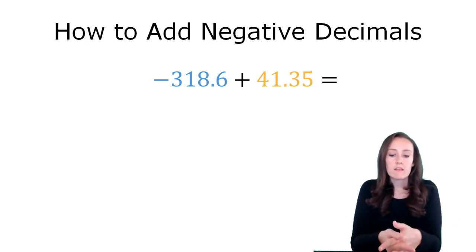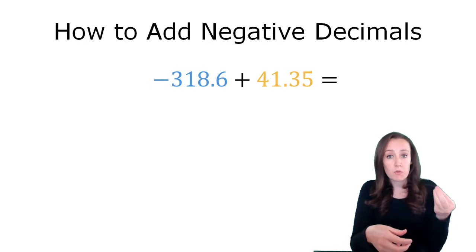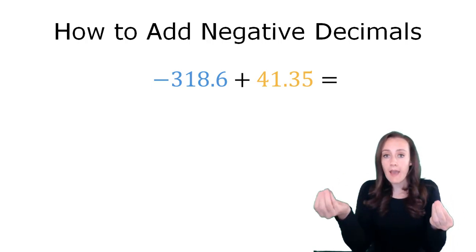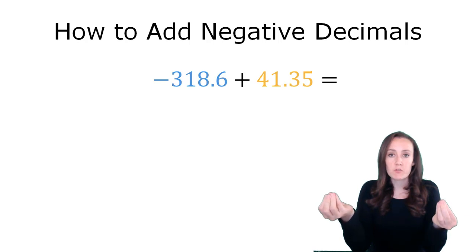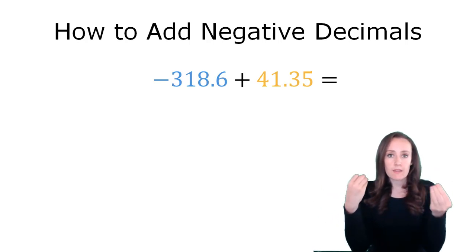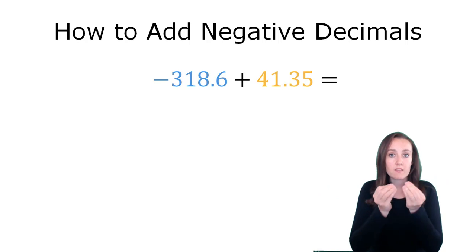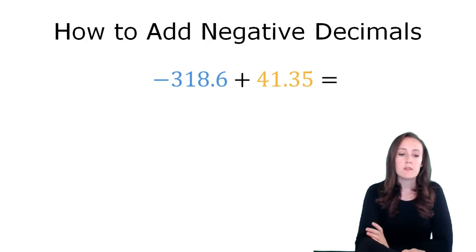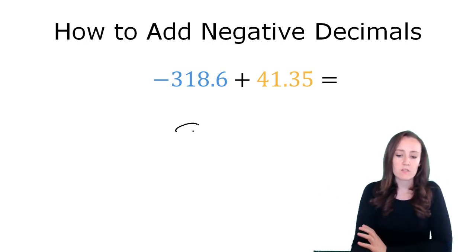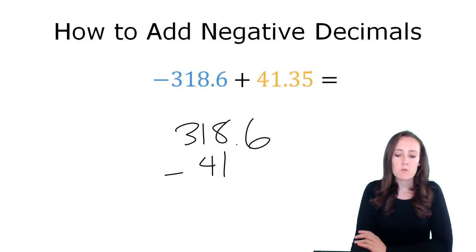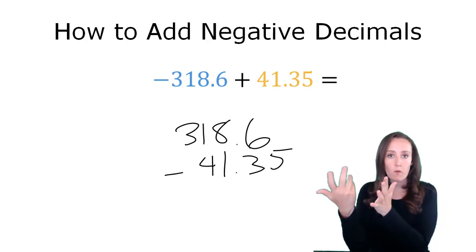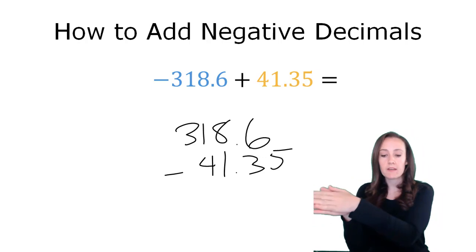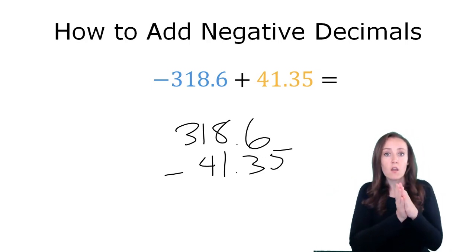So in this case, if I were to take a negative 318.6 and add 41.35 to it, the positive and the negative aspect of these two numbers would cancel each other out, which means the number part of my answer is going to be 318.6 minus 41.35, because the 41.35 that's positive is going to cancel out that much of the 318.6.